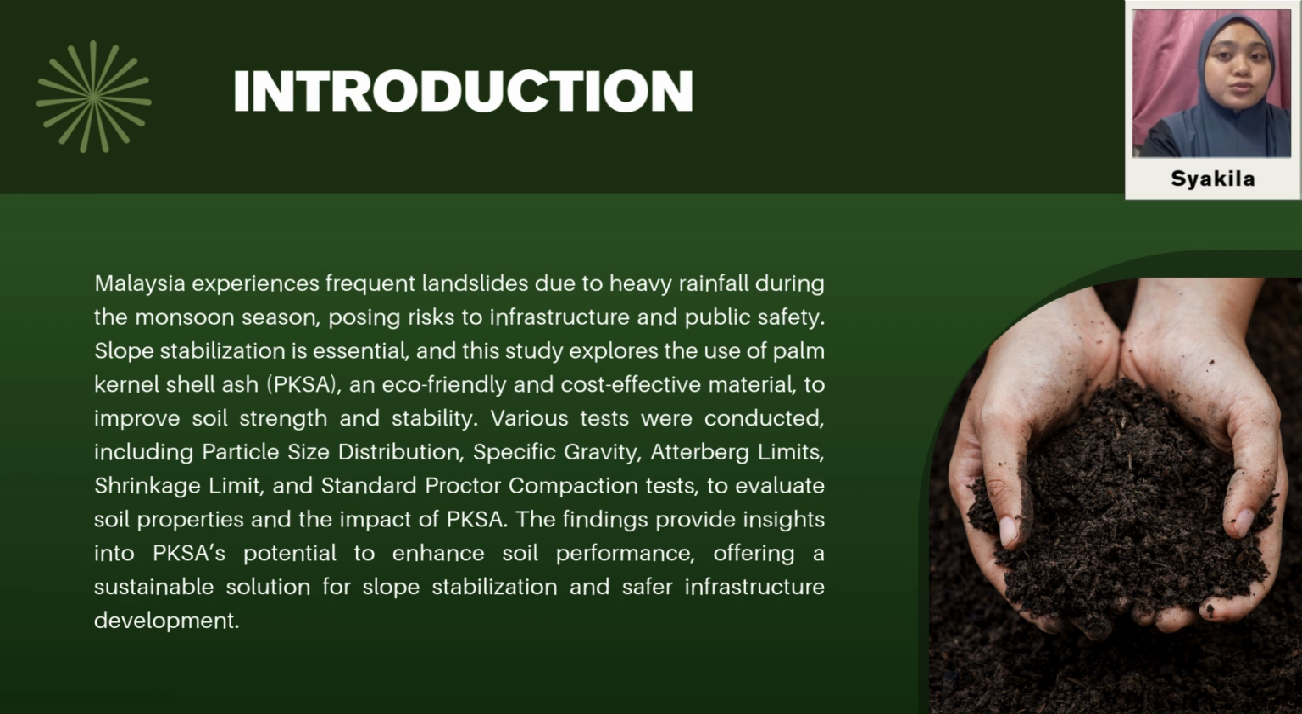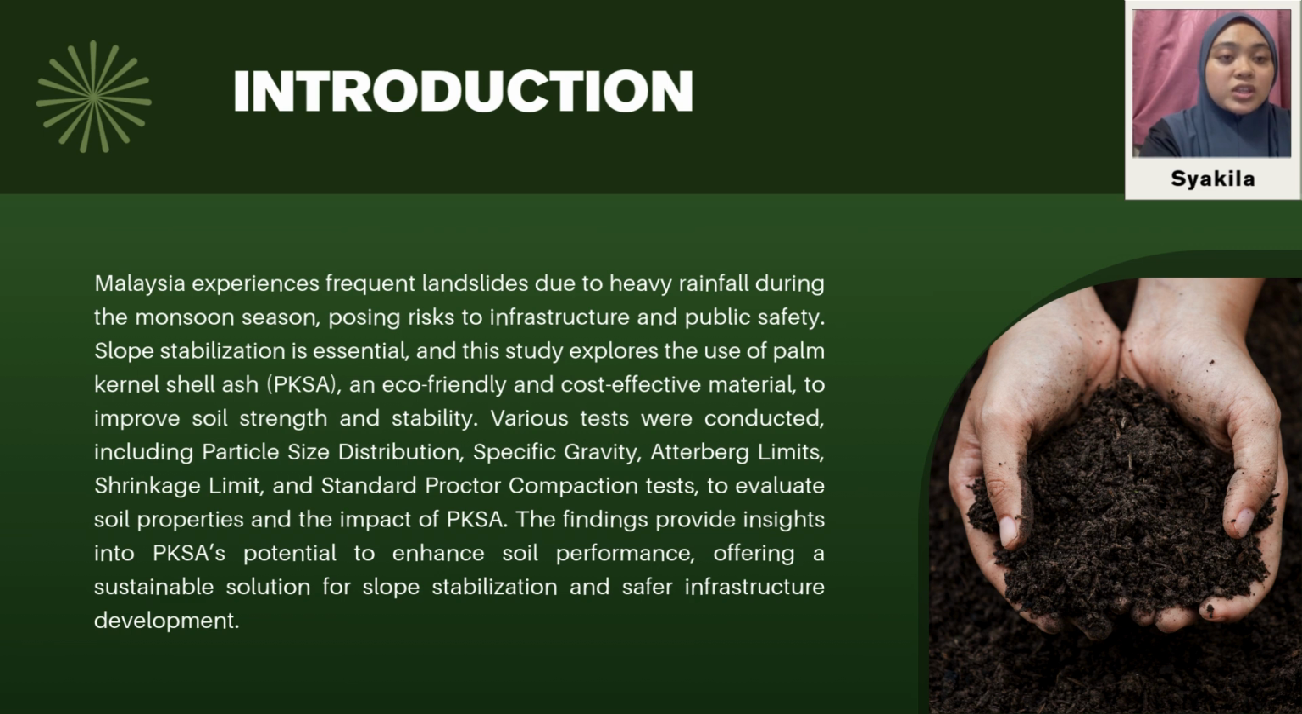Frequent landslides due to heavy rainfall during the monsoon season pose a risk to infrastructure and public safety. Slope stabilization is essential, and this study explored the use of palm kernel shell ash, an eco-friendly and cost-effective material, to improve soil strength and stability.